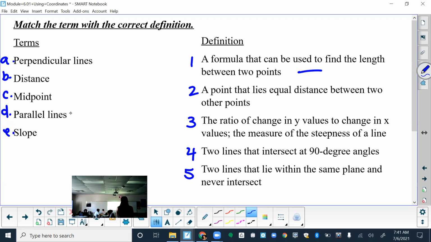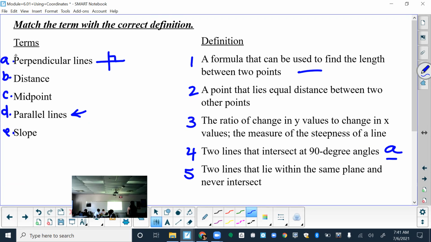As in like this one, parallel lines? No, as like perpendicular lines. All right, that is correct. So I was asking it a different order, but that is correct. Perpendicular lines does match number 4. So 2 lines that intersect at 90-degree angles, good. So look something like this, right?